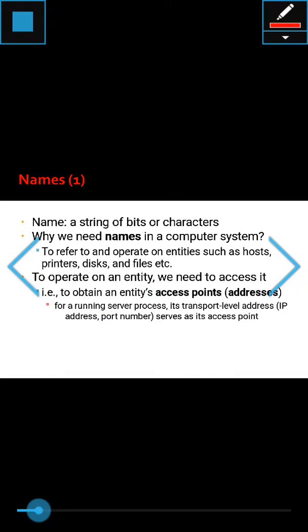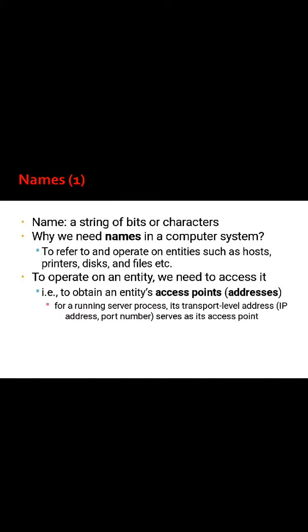What is a name? A name is usually a string of bits or characters. We need names in a computer system to refer to and operate on entities such as hosts, printers, disks and files.